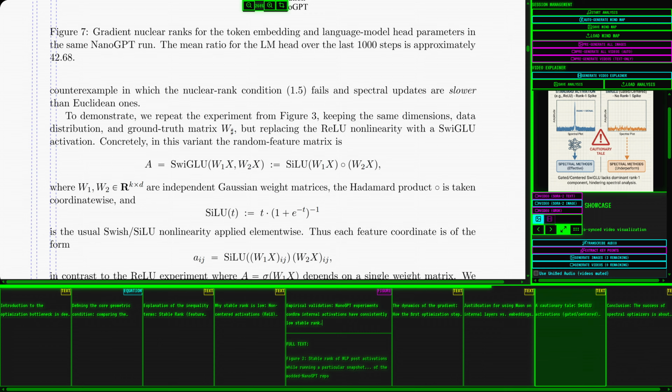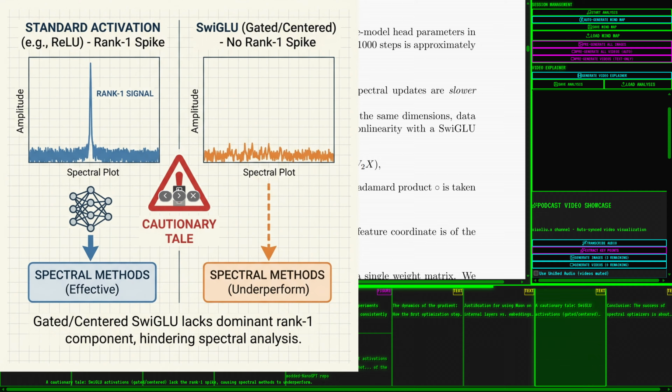Precisely. And since we also just showed that those same layers develop these high-gradient nuclear ranks during training, the condition R of G is greater than S of A is strongly satisfied for almost every internal block. That is the geometric justification for using Muon in the middle of the network.